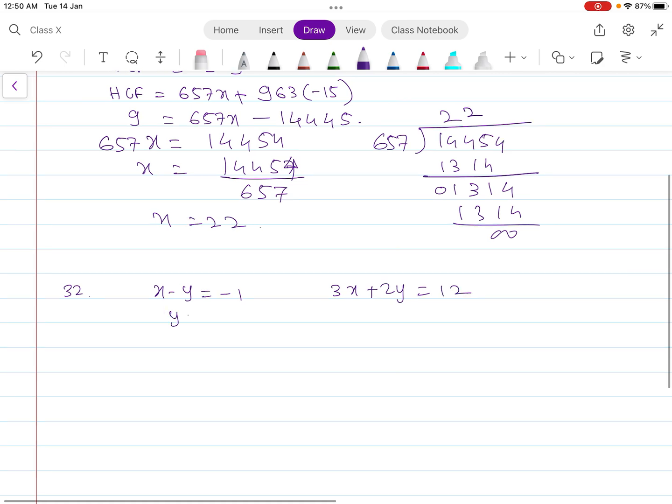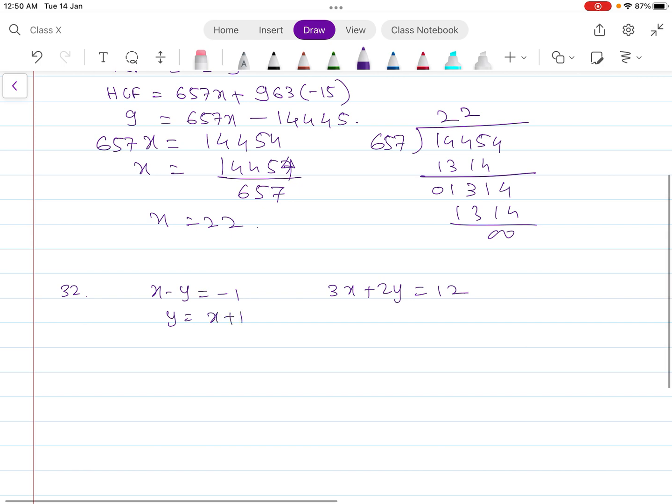So from here we can take y to the other side and minus 1 to this side, so it will become x plus 1. And similarly here we'll keep 2y this side and take 3x to the other side, so it will become 12 minus 3x, then y will be equal to 12 minus 3x divided by 2. So now we have to form a table by selecting the value of x and writing the value of y.